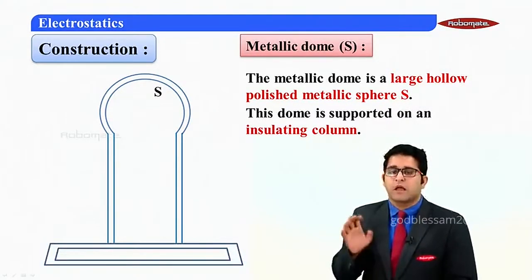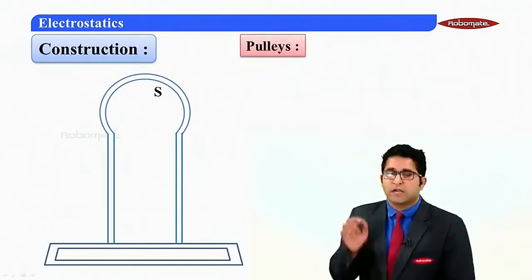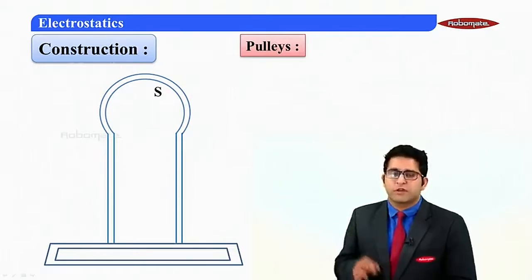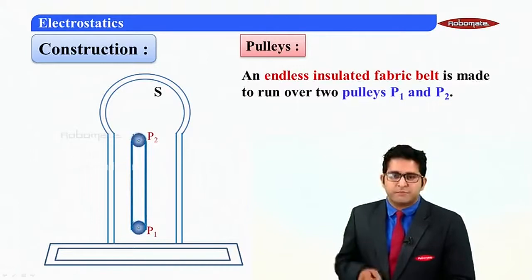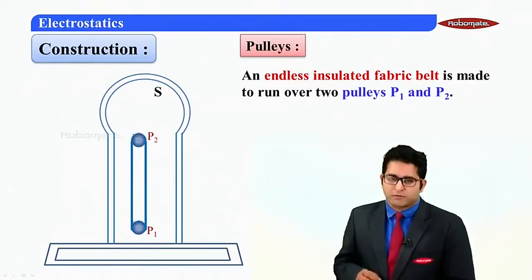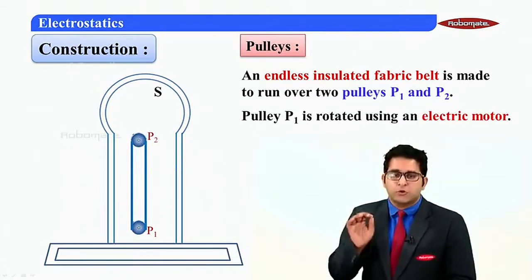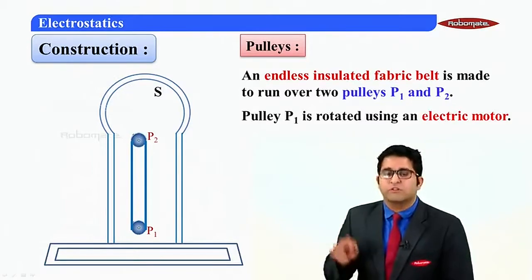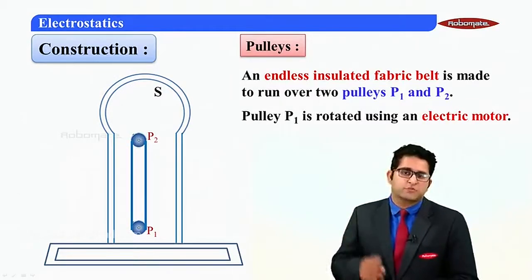Now let's move further. The second important part of Van de Graaff generator is the pulley. There are two pulleys which are present over here, P1 and P2, right? And on these pulleys P1 and P2, an endless insulated fabric belt is made to run, right? And over here pulley P1 is connected to an electric motor which is used for its rotation, right? Now let us move further.